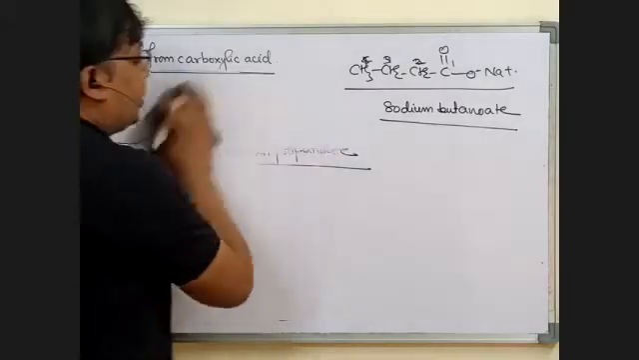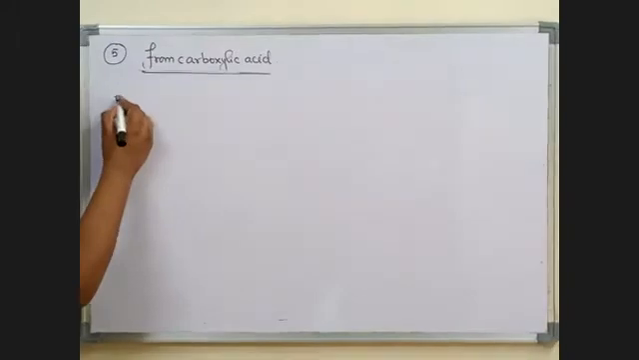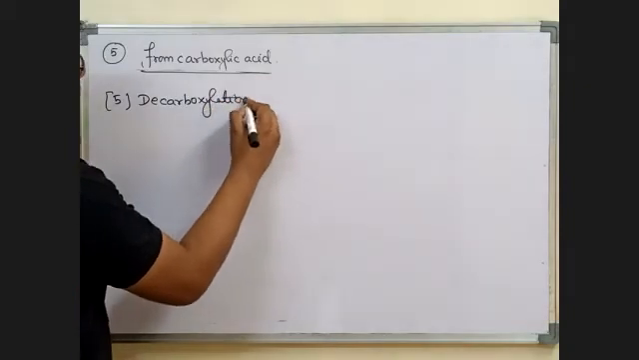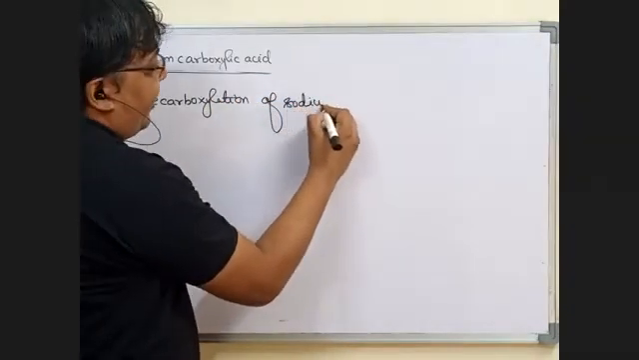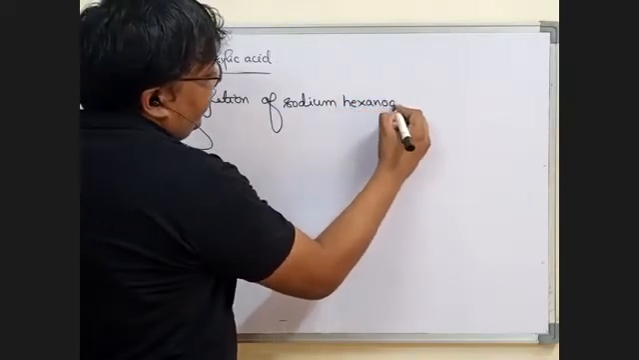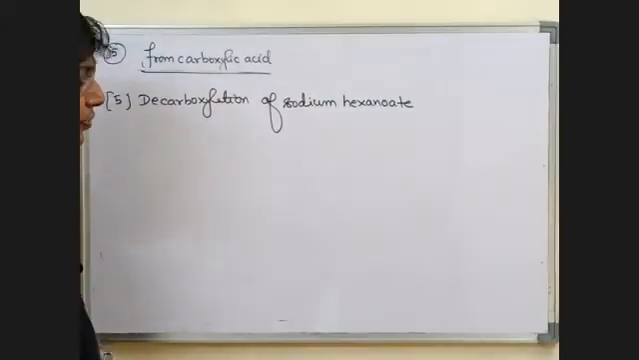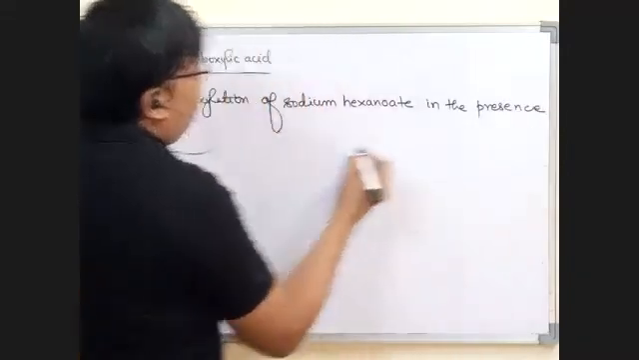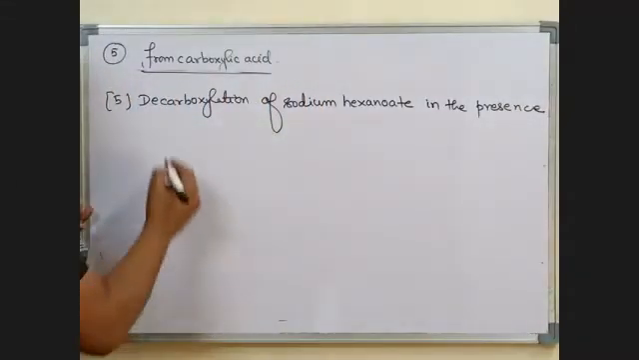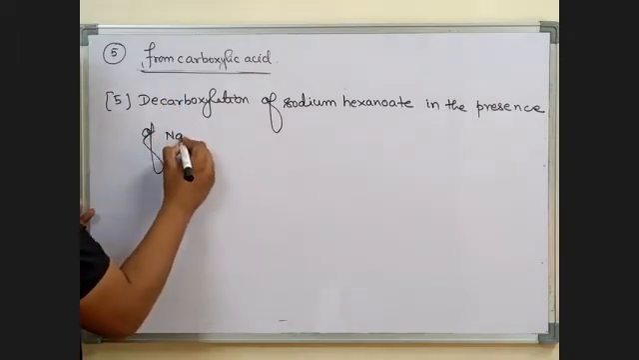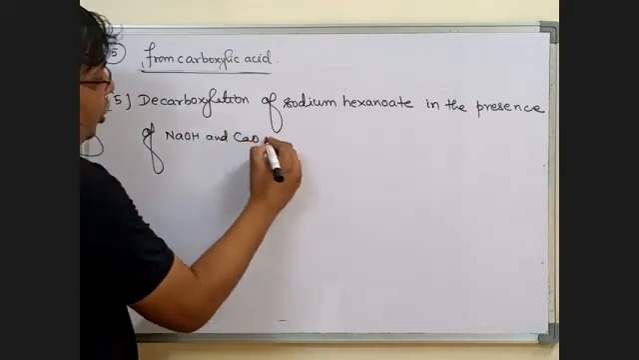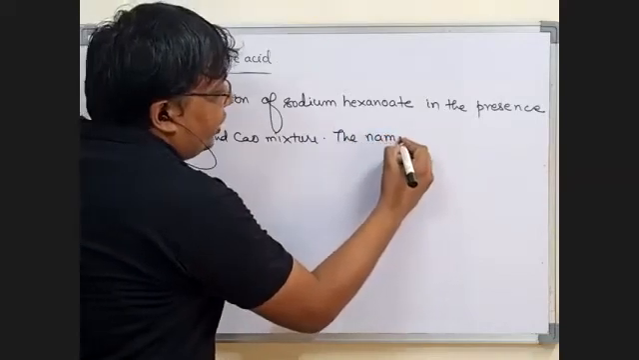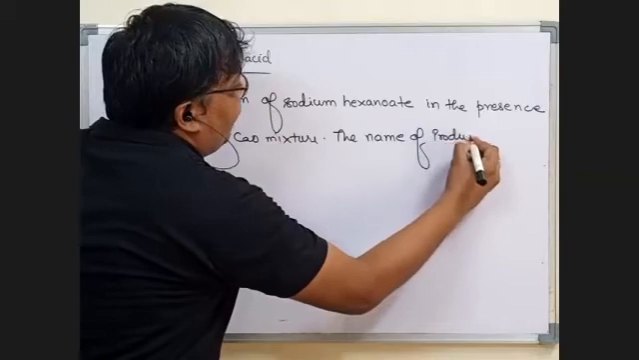So I will ask you some questions, students. Question number 5. Decarboxylation of sodium hexanoate, and decarboxylation of sodium benzoate in the presence of soda lime mixture. The name of the alkane will be the name of the product, and we know that the product is an alkane.